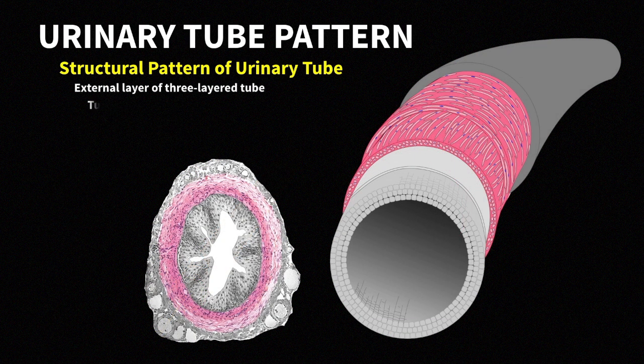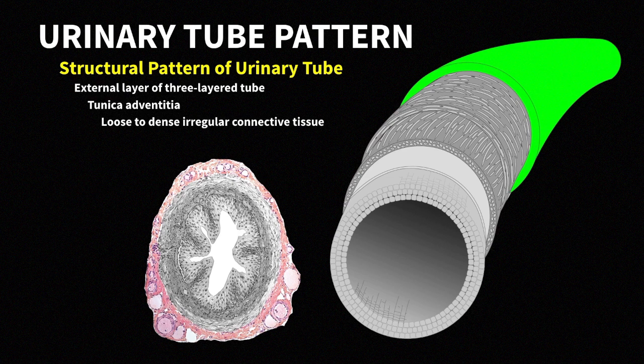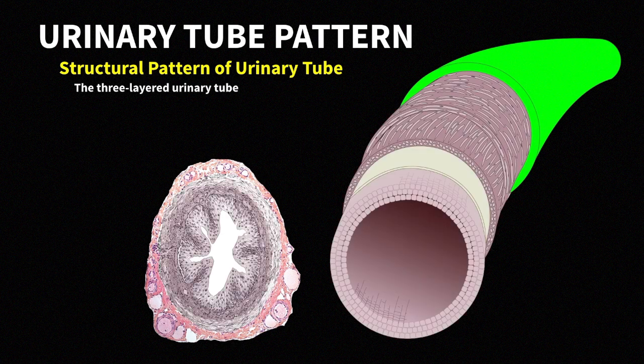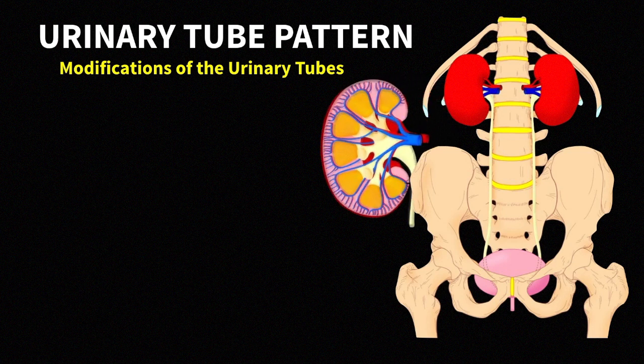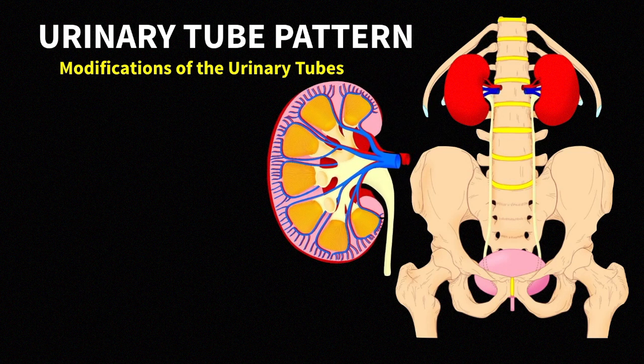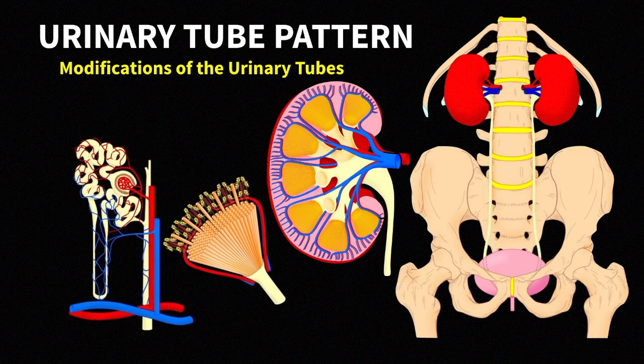The external layer of the urinary tube is named the tunica adventitia. The tunica adventitia is a thin layer of loose to dense irregular connective tissue that distributes blood vessels to the tube. We see then that the pattern of a urinary tube, like all the tubular systems of the body, is a 3-layered tube. Let's examine the urinary tubes and see how their structure relates to the 2 primary functions of the urinary system: urine production and urine transport.